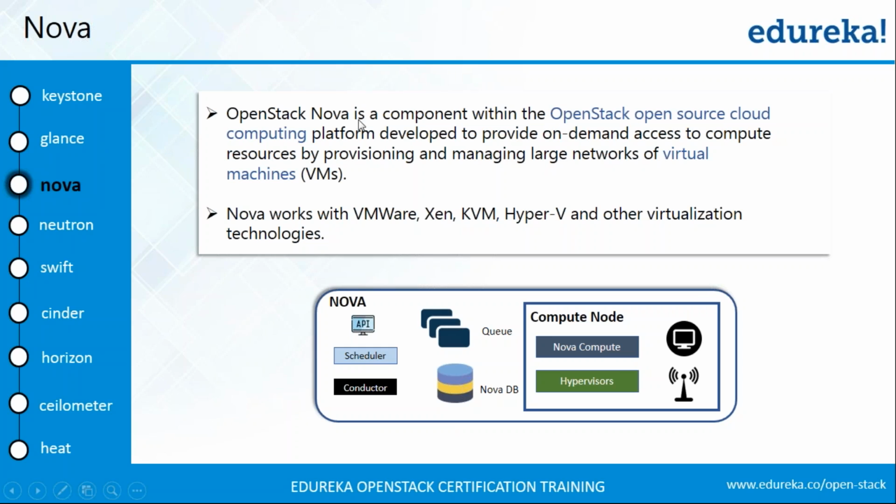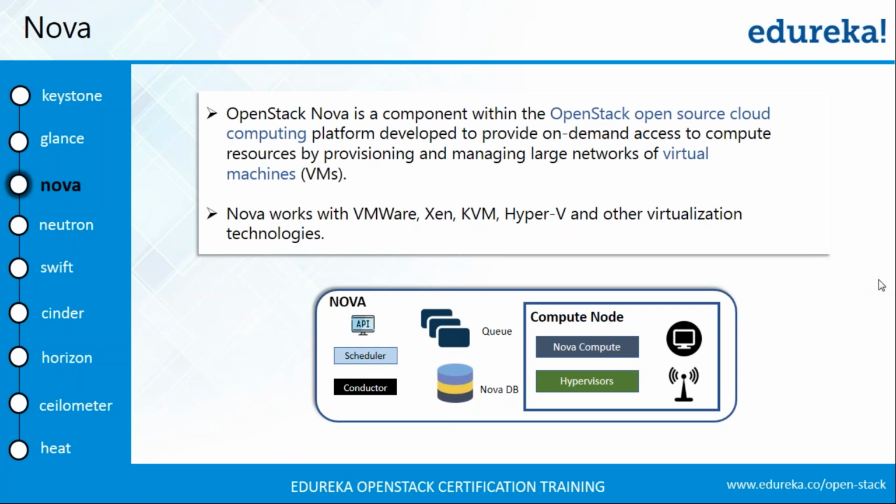OpenStack Nova is a component of the OpenStack open source cloud computing platform, developed to provide on-demand access to compute resources for provisioning and managing large networks of virtual machines. This is where you can configure the network for your VM. You can store data inside your VM, and later it will be stored either in Swift or Cinder. I'll explain how each of the components in Nova works later in the architecture part. So if you still have any doubts, you can ask me. Do you have any doubts?